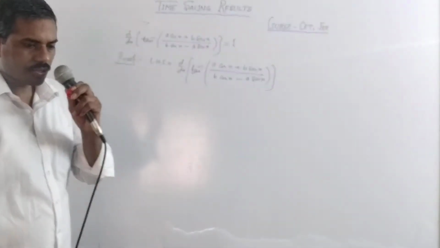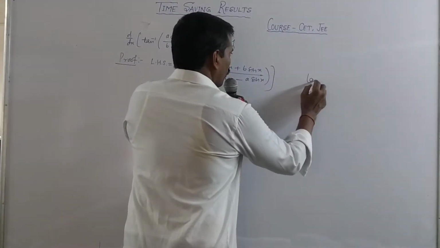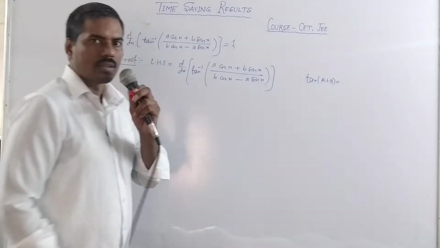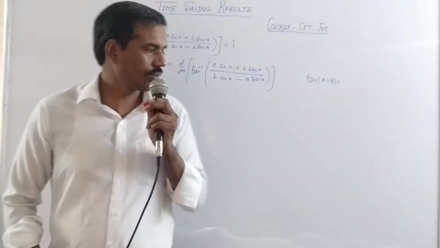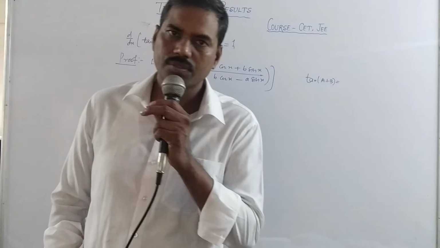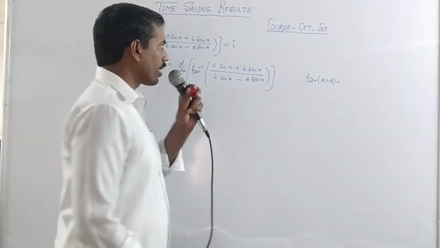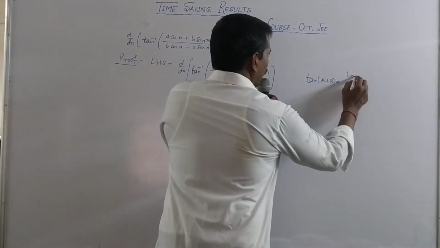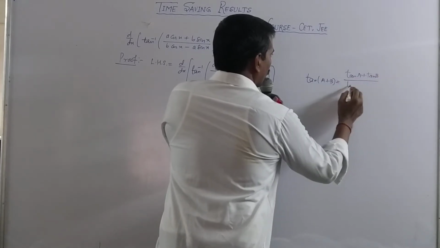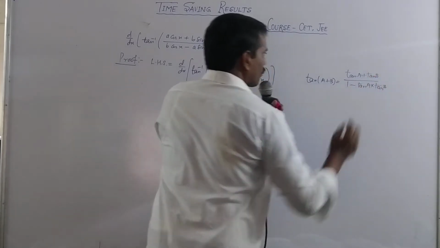Students, we know a trigonometric formula of compound angle, tan of (a plus b) is equal to... Can anyone give the formula for tan of (a plus b)? Okay. We know that tan of (a plus b) is equal to tan a plus tan b whole divided by 1 minus tan a into tan b.